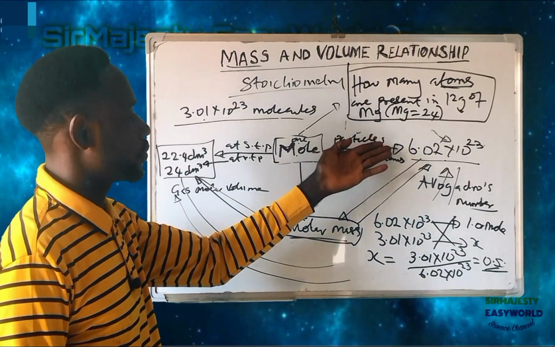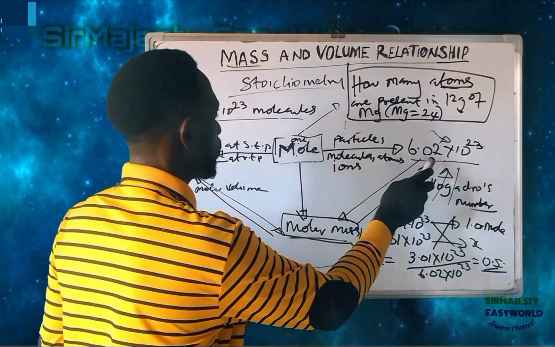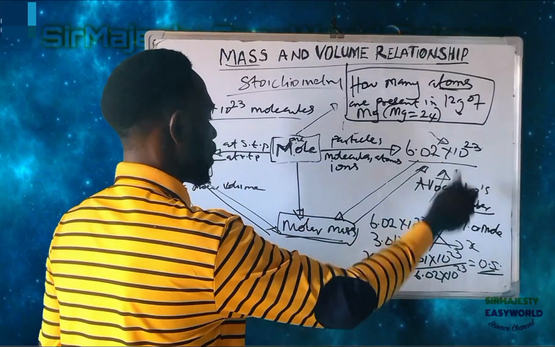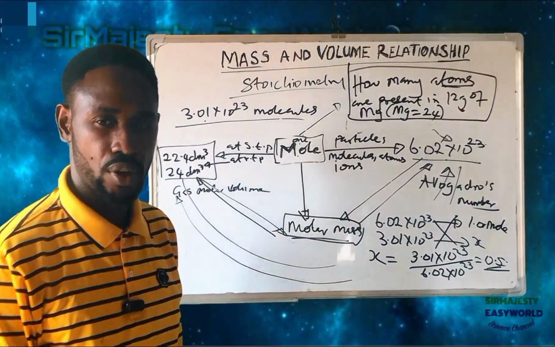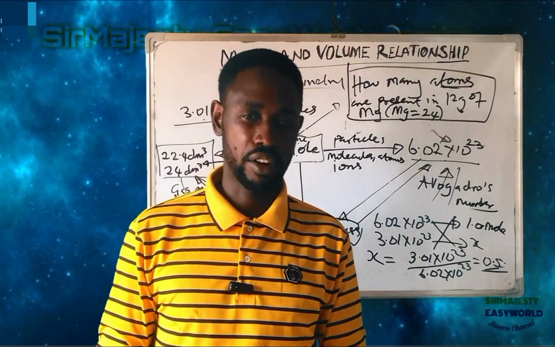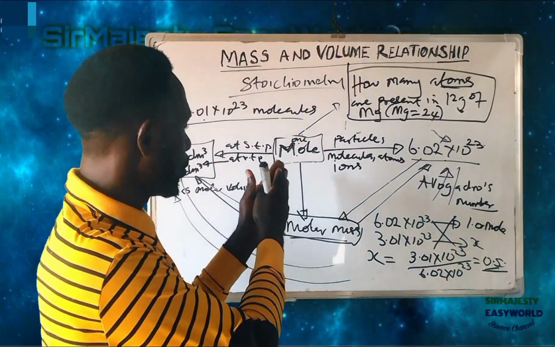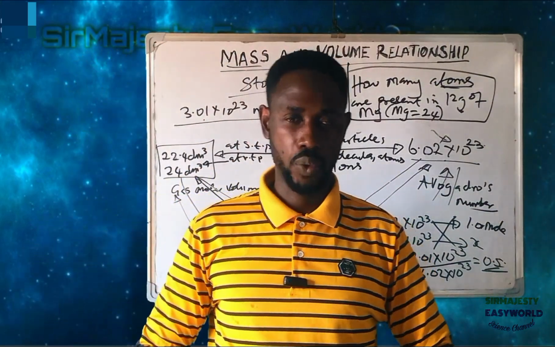So if you want to solve this, you write 24 grams will contain 6.02 times 10 to the power 23. 12 grams will contain what? The answer will be 3.01 times 10 to the power 23 for that second question. So this is it. If they are relating volume, mass, and mole, if you don't know the concept of mole, how mole links all these things, you will not get the questions right.